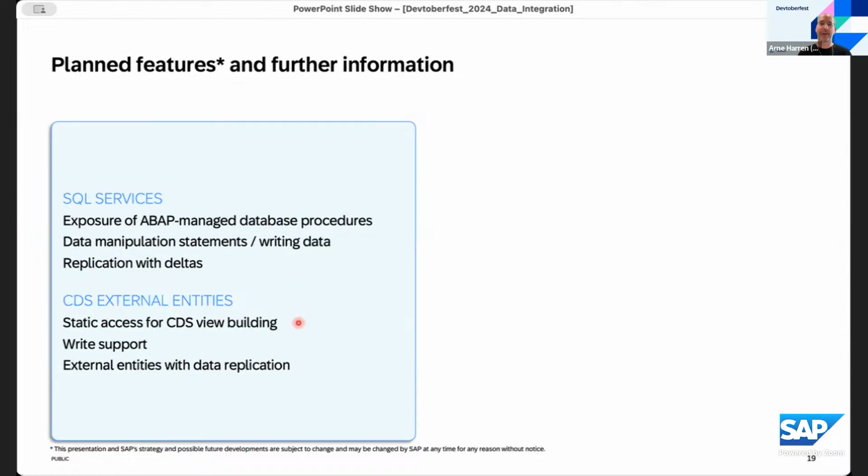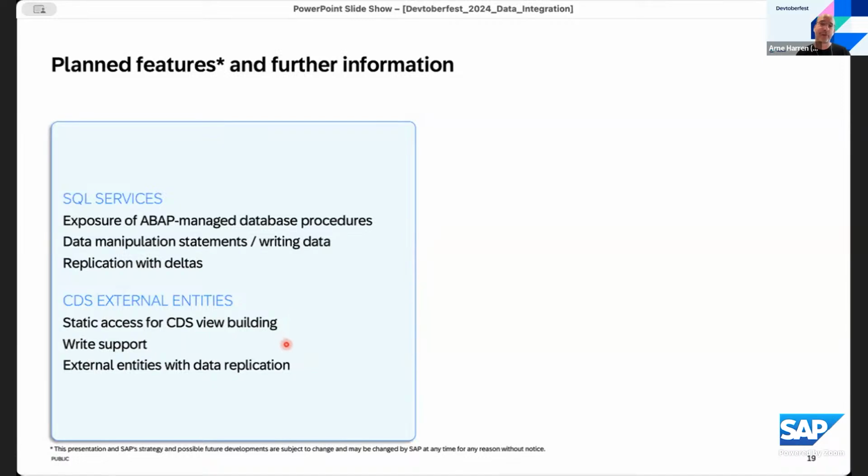Looking at CDS external entities, the planned feature set is very similar. The first big thing is that we want to make CDS external entities part of your view stack. You can then build CDS views on top and hide all the details of that remote access. But you should still be aware that you have remote access. It's not like you should load millions of records and assume that that is lightning fast, right?